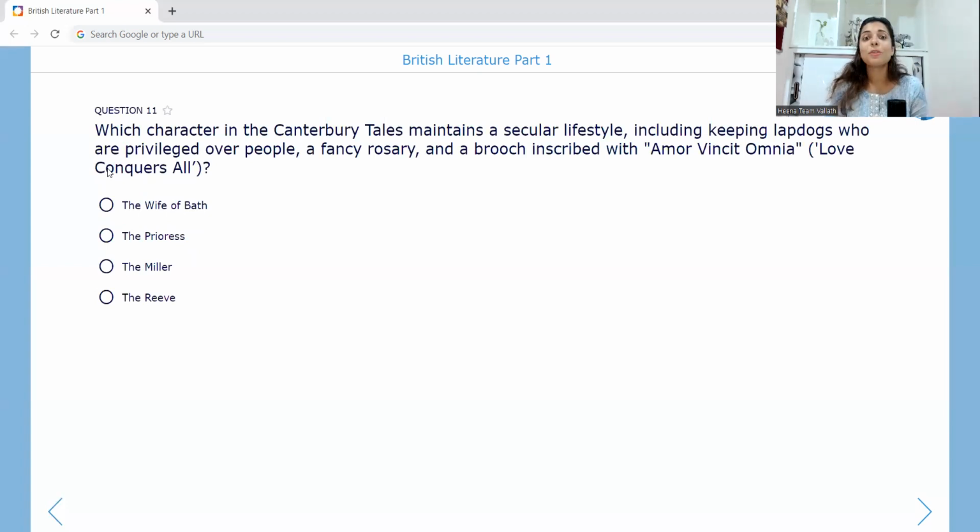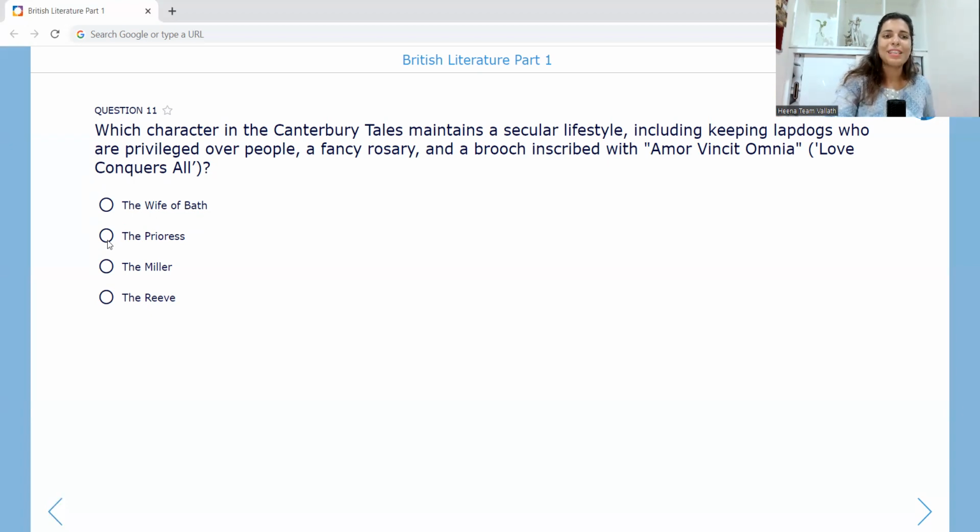Which character in the Canterbury Tales maintains a secular lifestyle, including keeping lap dogs who are privileged over people, a fancy rosary, and a brooch inscribed with Amor vincit omnia, which means love conquers all? Who is this person we are talking about in the Canterbury Tales? Tell me. Option A, the wife of Bath, B, the prioress, C, the miller, or D, the reeve. Do you know the answer? Yes, you do. It is Madame Eglantine. And you will say, where is Madame Eglantine? Oh, it is the prioress.